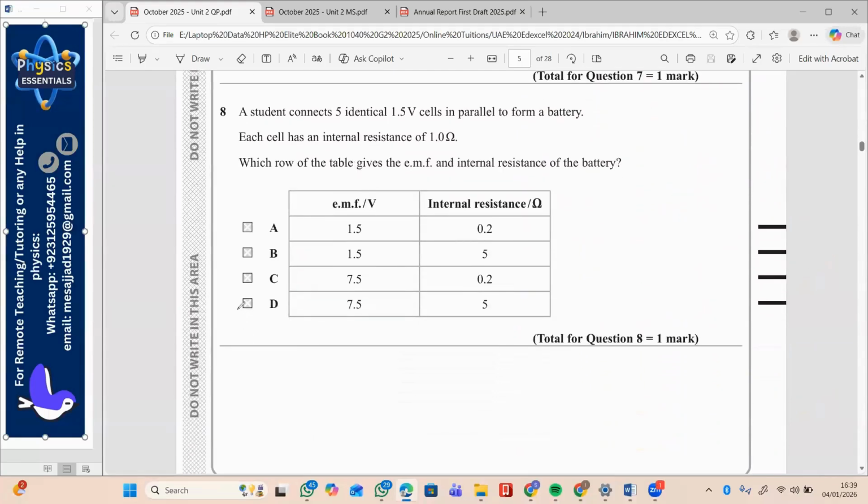A student connects 5 identical 1.5 volt cells in parallel to form a battery. Each cell has an internal resistance of 1 ohm. Which row of the table gives the EMF and the internal resistance of the battery?